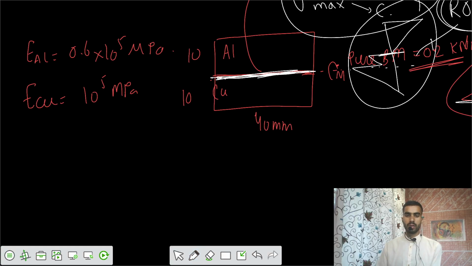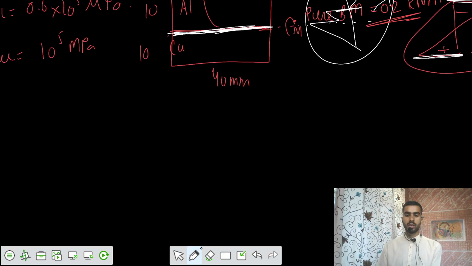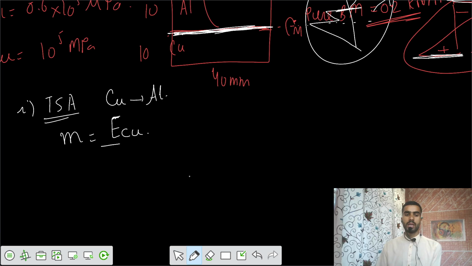If you use the transformed section approach, step number 1 is to convert the copper changes to aluminum. Then we say modification factor. The one you are converting, you have to keep at the top: E copper by E aluminum. So we can write 10^5 by 0.6 × 10^5, so we got a value of 1.67.